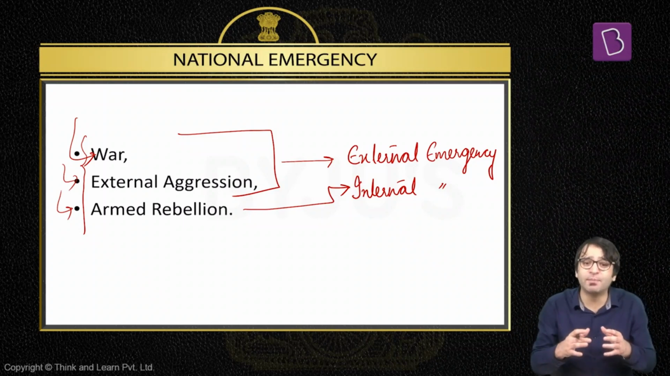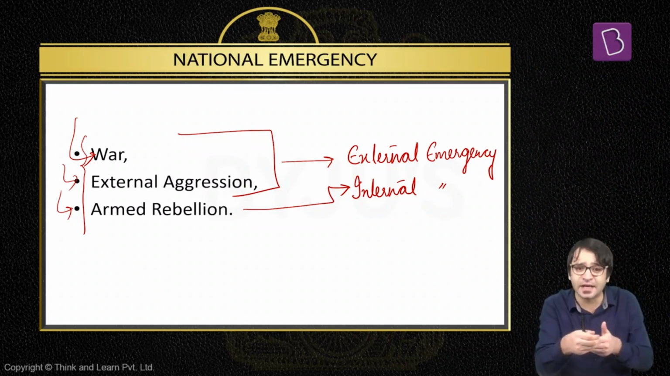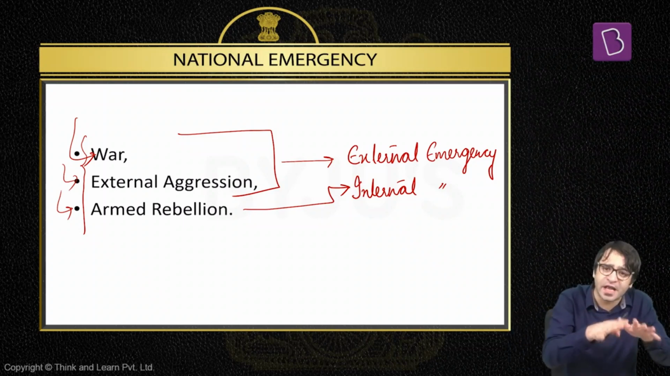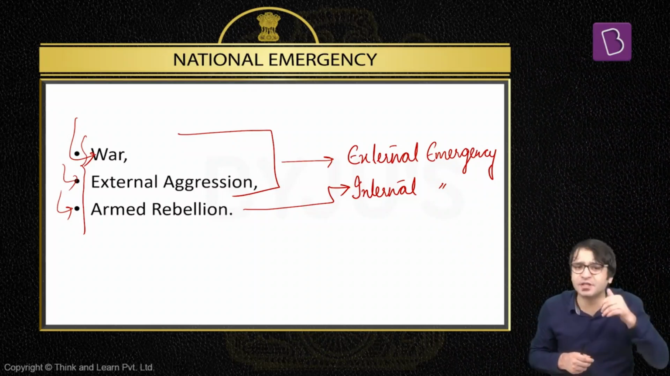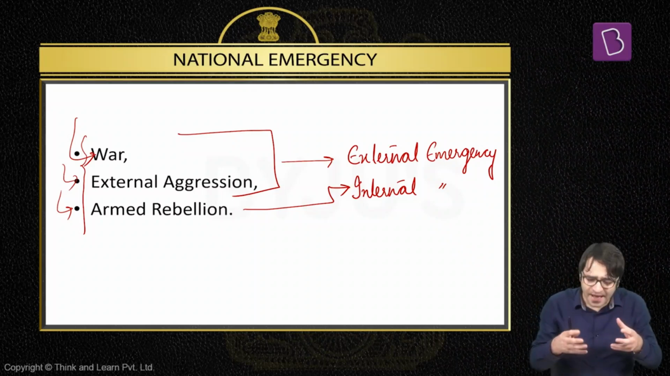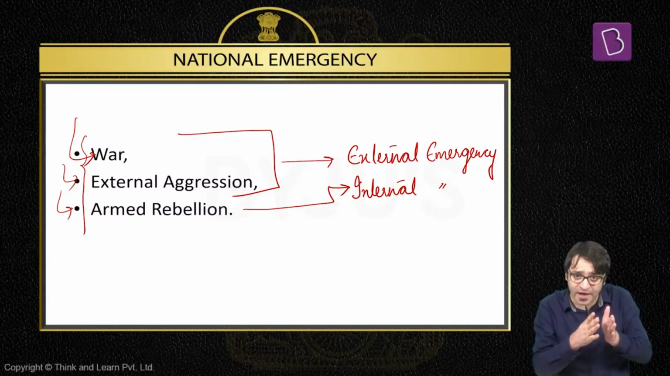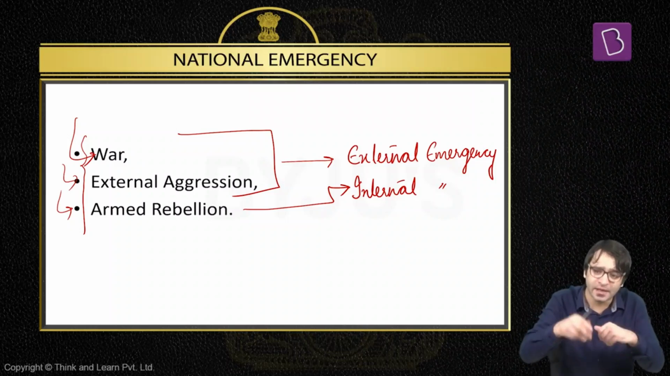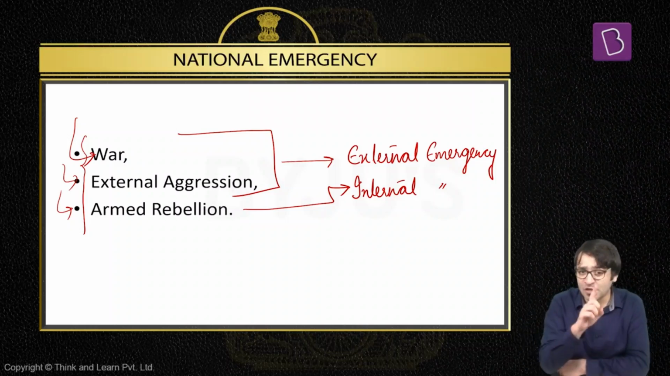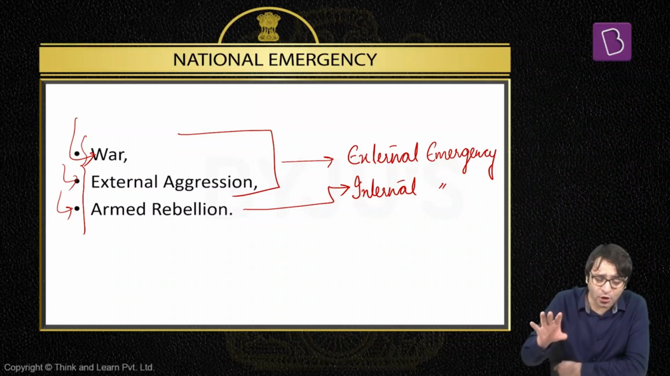But sometimes the threat is not only because of an external enemy. War and external aggression are from outside. Sometimes the threat to the security of the nation can come from within as well. For example, there are Maoists in India, Naxalites in India, terrorists or separatists in Jammu and Kashmir. And they create a situation where there is a grave danger, a grave threat to the security of the nation, the state, or any part of that state. Then under armed rebellion, national emergency can be proclaimed by the President.